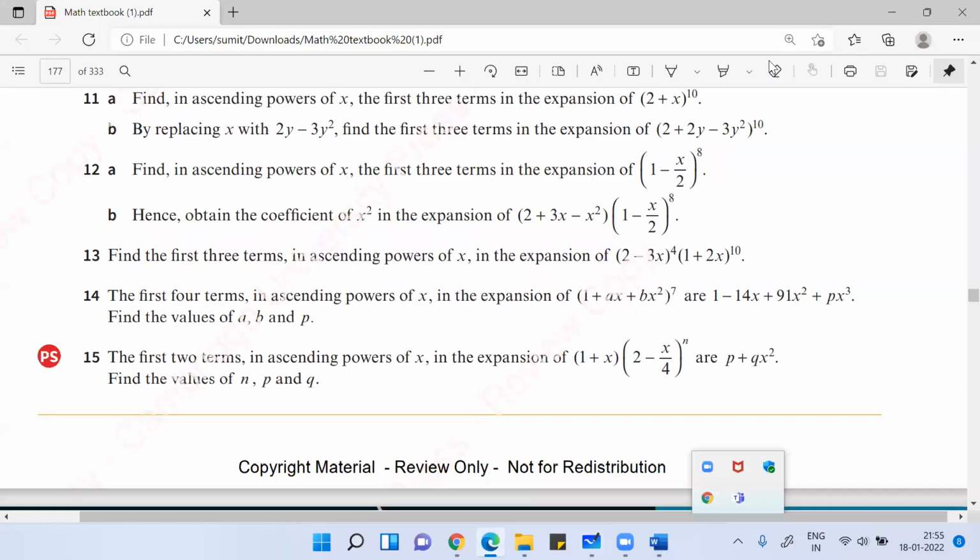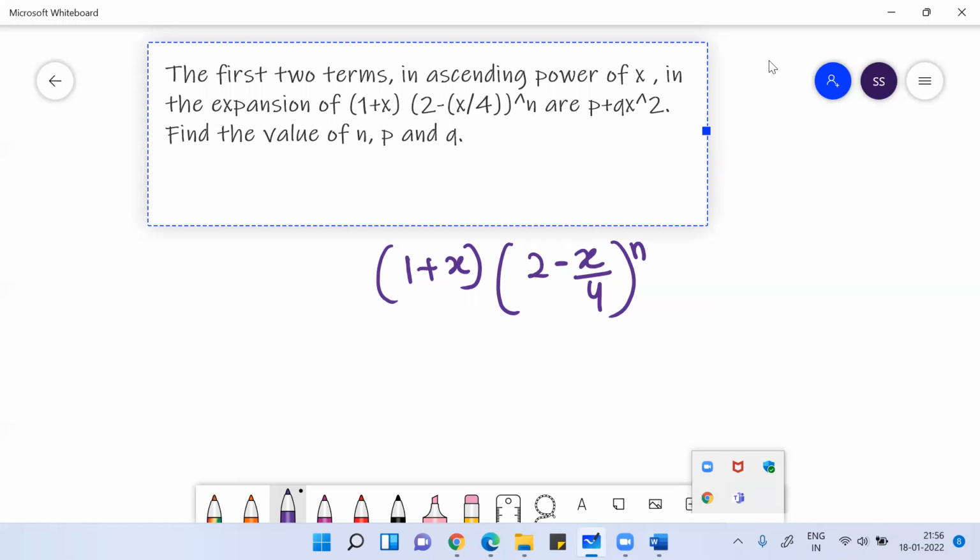Fine. So if you noticed in the problem, they are talking about the first two terms, where they have given one term with no power of x, only p is there. The coefficient of that is p, where the term is independent of x. Another one is p plus x squared. So the maximum power of x I need to take is x squared. Okay, so I just focus on that.